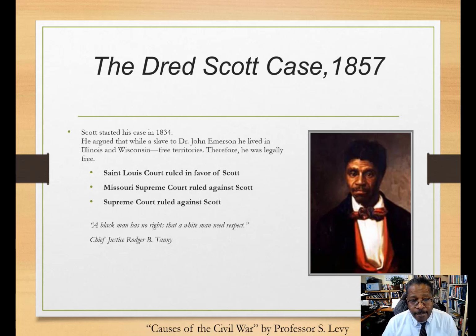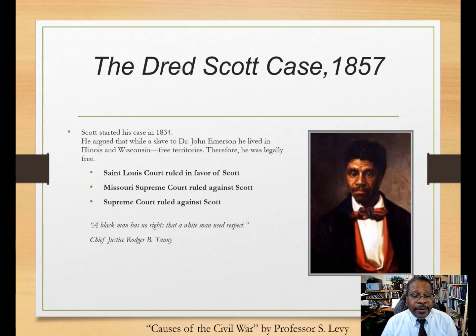in Missouri. But Emerson was a doctor who traveled to different military bases in particular. And so for a while they lived in Illinois, a free state, and they also lived in Wisconsin, another free state. And he argued that once he moved into these free territories, he became a free man. That slavery is only permitted in the slave states. And once you move into a free state, under the laws of those states or territories, slavery is not permitted. And so he gained his freedom.